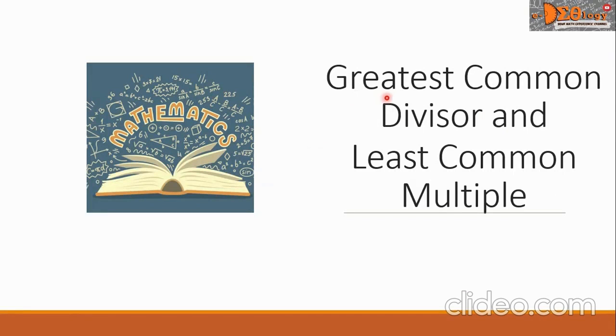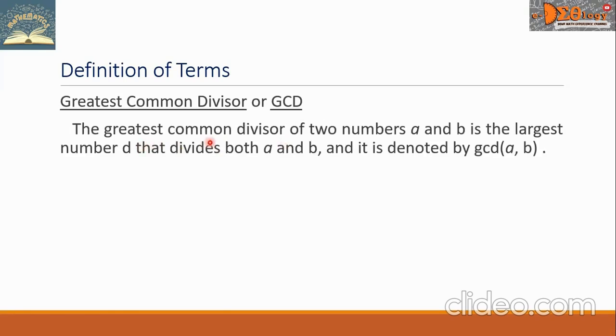Today we're going to study greatest common divisor and least common multiple. Let us define some terms, starting with greatest common divisor, or GCD for short. The greatest common divisor of two numbers, a and b, is the largest number, d, that divides both a and b, and it is denoted by GCD(a, b).